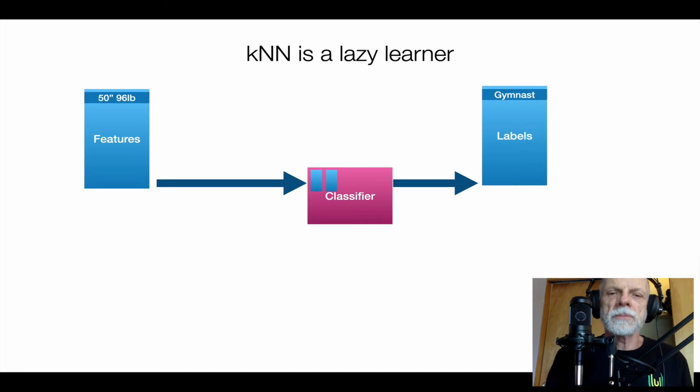That's a lazy learner. You can imagine that training then is super fast. It just needs to remember all the instances in the training data. This prediction or classification phase is slow. So we're given a new instance. It has to go through all those remembered instances to see which ones are closest. So that's extremely slow prediction.